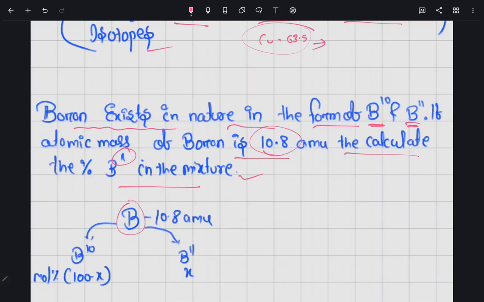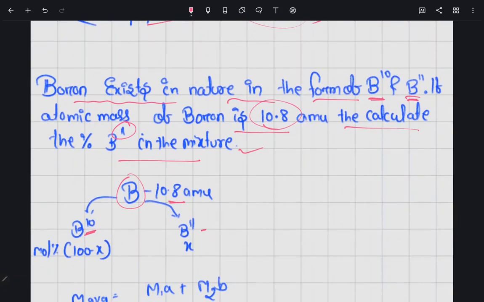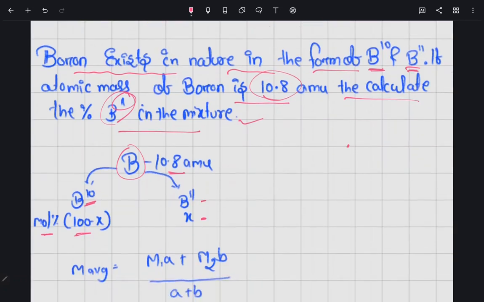Still, it is given that boron's atomic mass is 10.8 mu, whereas for B10 and B11 we don't know the percentage of existence, or abundance. So the mole percentage of B11, which is asked, let us take as X. The other one will be 100 minus X, because whatever isotopes are there, the overall abundance should be 100. The same way, the mole percentages are 100 minus X and X. Solve it.